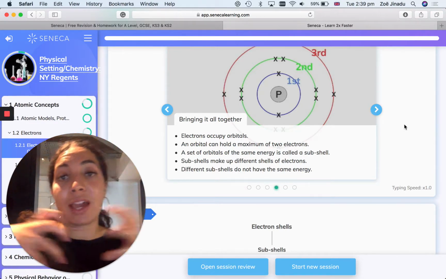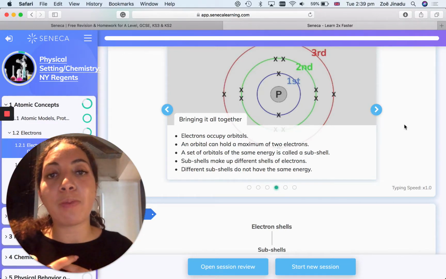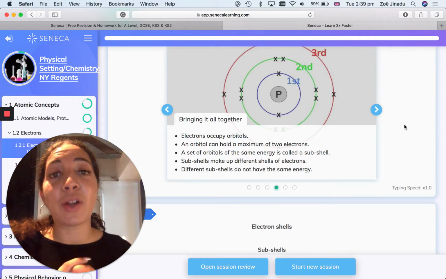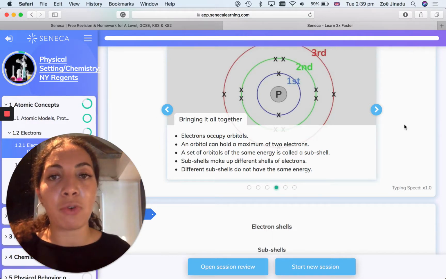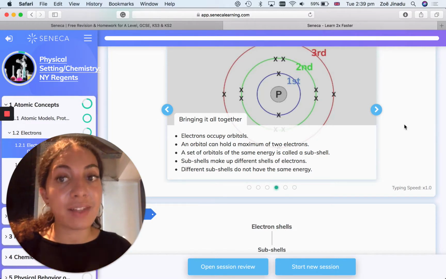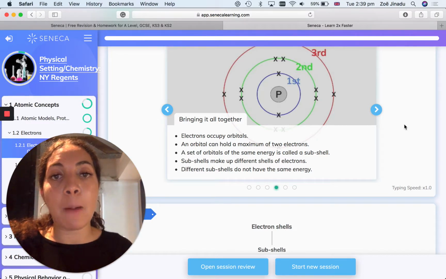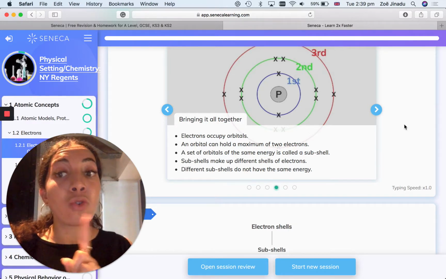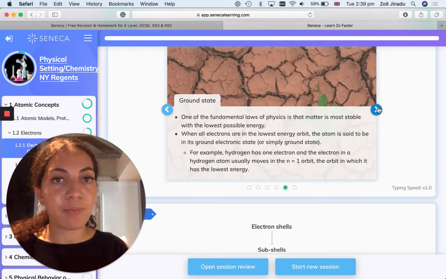Okay, and bring it all together. Electrons occupy orbitals. An orbital can hold a maximum of 2 electrons, we've already said. A set of orbitals of the same energy is called a subshell. Subshells make up different shells of electrons. Different subshells do not have the same energy.